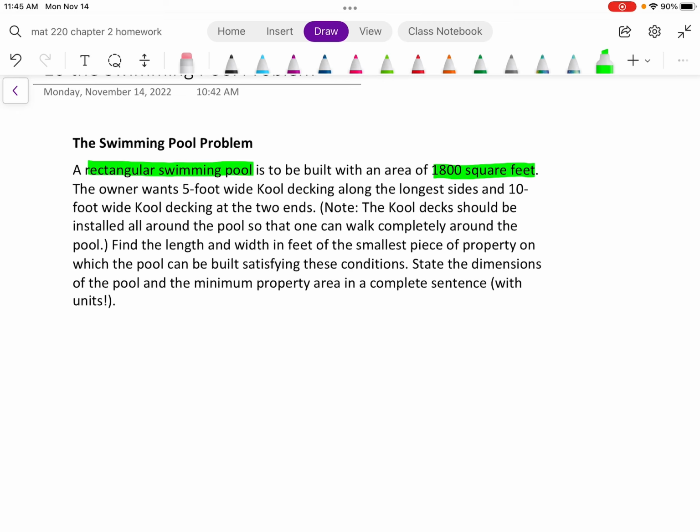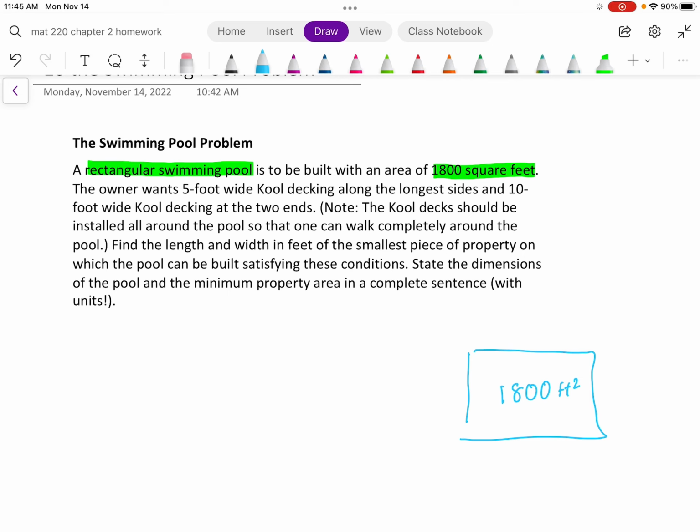Cool decks should be installed around the entire pool so you can walk around the whole pool. We want to find the length and width of the smallest piece of property in which the pool can be built to satisfy these conditions. So that area we're given is just for the inside pool. So we could imagine, okay, here's our pool. It has an area of 1,800 square feet.